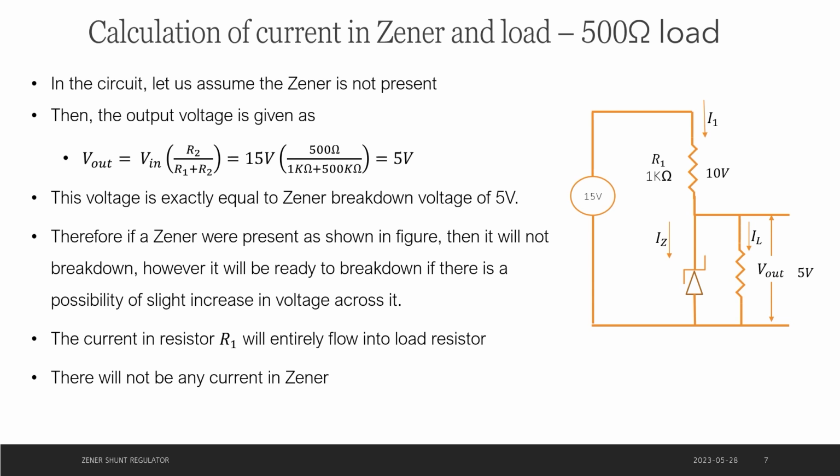Let us reduce the load resistor to 500 ohms. For simplicity, let us assume that the Zener diode is not present in the circuit. Now the circuit is similar to that of a voltage divider circuit. The output for this circuit is given as 5 volt. This voltage is exactly equal to the Zener breakdown voltage of 5 volt. If we use the Zener as shown, then in this case the Zener will not break down. However, it is ready to break if the voltage goes beyond 5 volts. Current in R1 will flow into the load resistor and there is no Zener current.